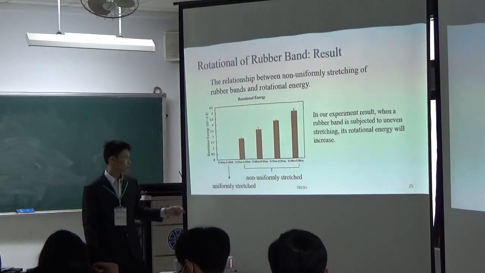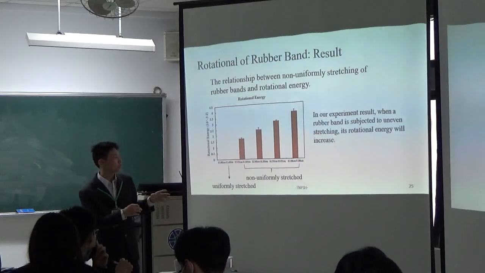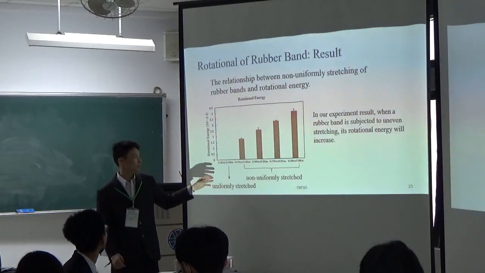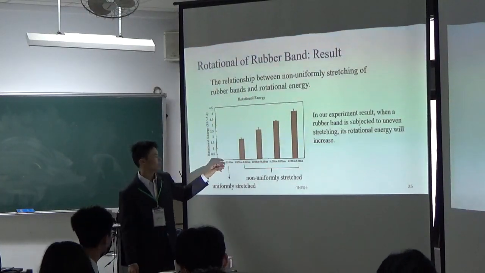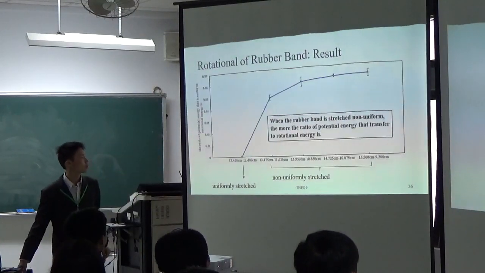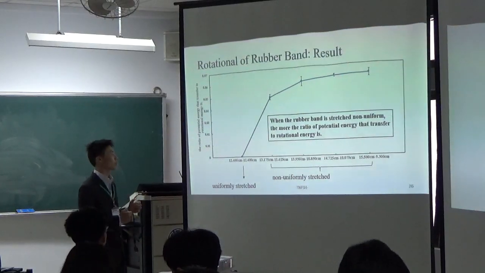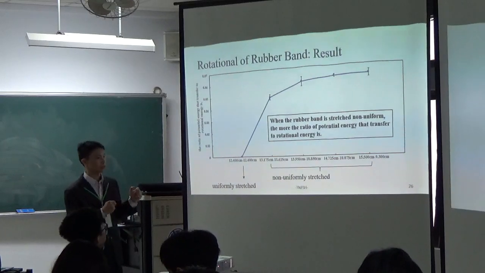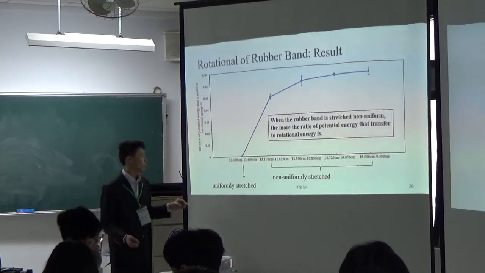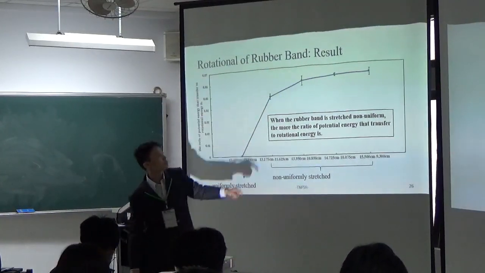And when it's uniformly stretched, it won't have rotation energy. And when we stretch it non-uniformly, the rotation energy increases. So we can calculate eta r, the ratio transferred to the rotation energy. So when we stretch it more, it will just decrease.